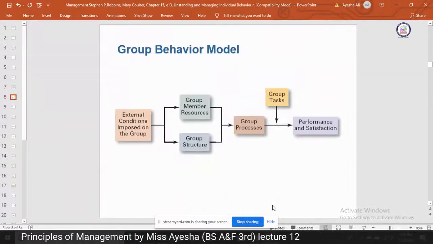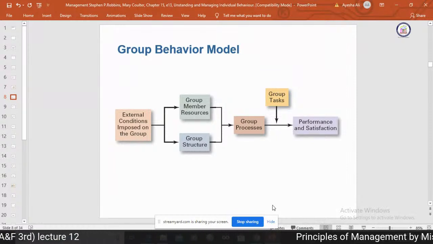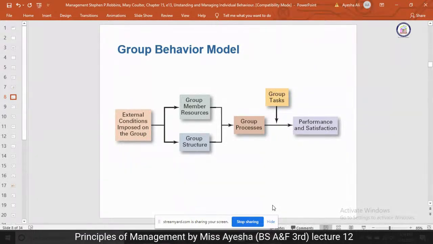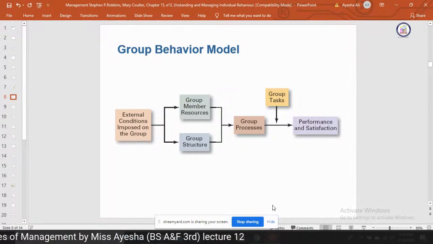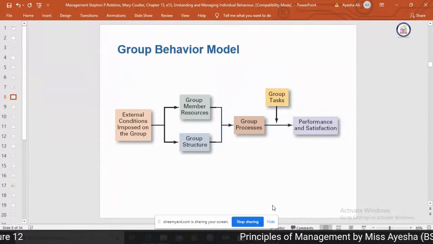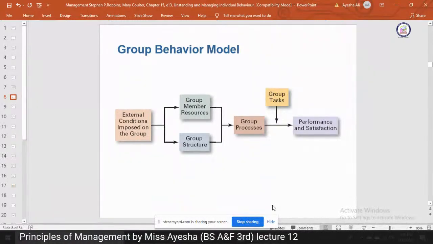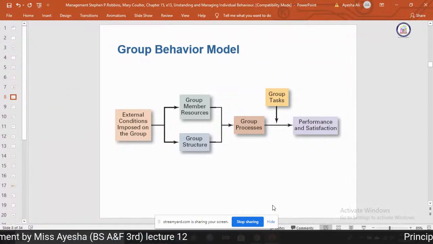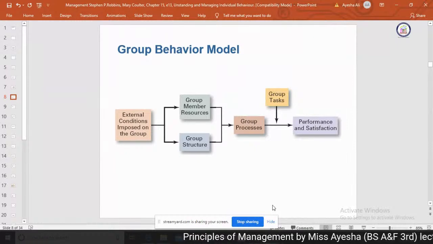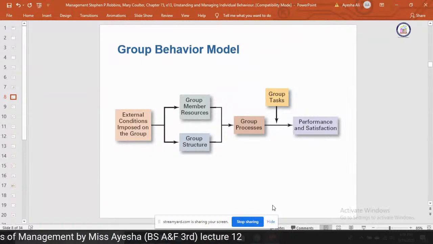Then we have a group behavior model. In the group behavior model we have so many things. In the next slide we will explain it briefly and discuss it. Now in this slide we have a diagrammatic representation. External conditions are imposed on the group. We have some external things which impose on the group.